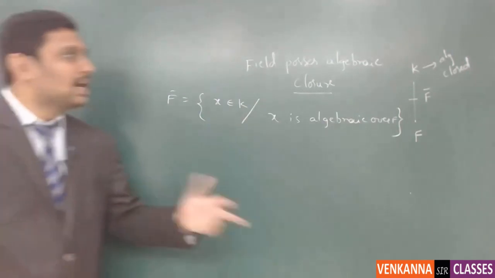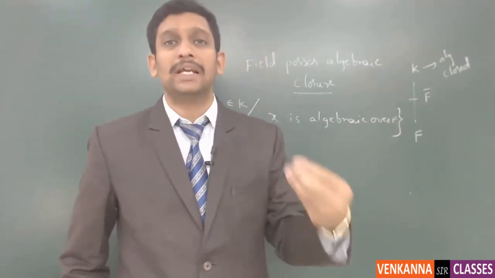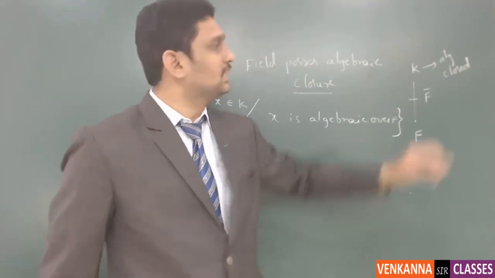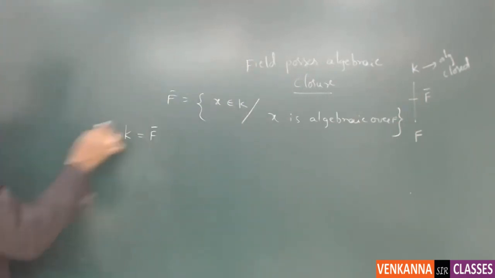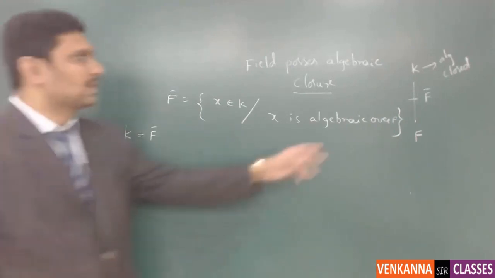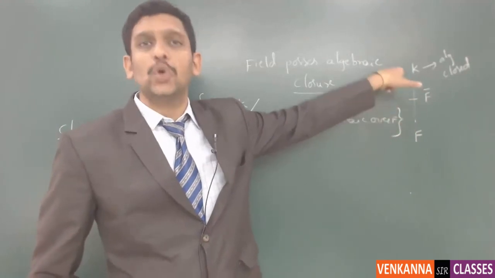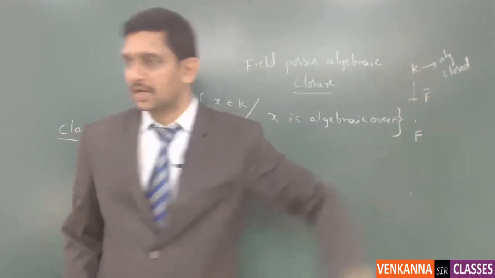In other words, I have taken F bar as an algebraic extension of F. So my intention is, if I prove that these two are equal, then what happens? This is the algebraic extension as well as it is closed. Hence, F possesses the algebraic closure.